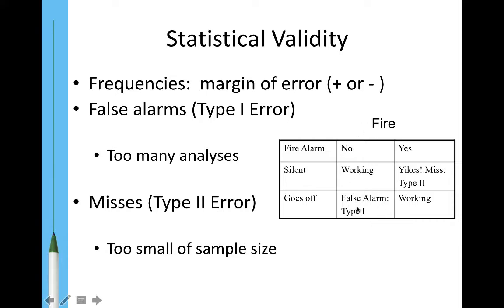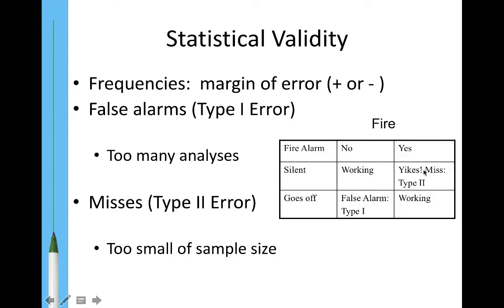Oftentimes you get a type 1 error if you have one study and you do lots of statistical tests. By convention, people set the type 1 error rate at 5 in 100, or 5%. So if you do 100 of these tests, even if there's nothing going on, on average you'll get 5 things saying they're significant. So you'll get 5 false alarms, or 5 type 1 errors, in 100 tests.